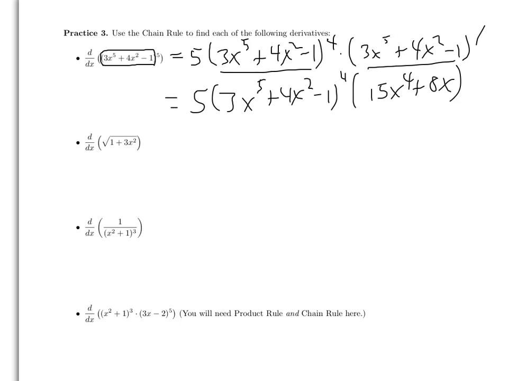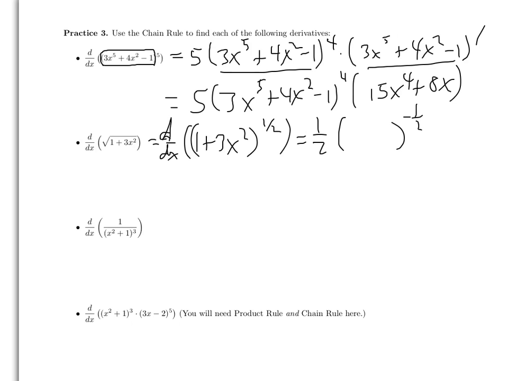The second problem is the same thing as asking what's the derivative of 1 plus 3x squared to the 1/2 power. The square root and the 1/2 power are the same thing. And so if you think of it that way, then it's really exactly the same as the previous problem. The derivative rule for something to the 1/2 power looks like this. The 1/2 comes out in front, and then the power goes down by 1.